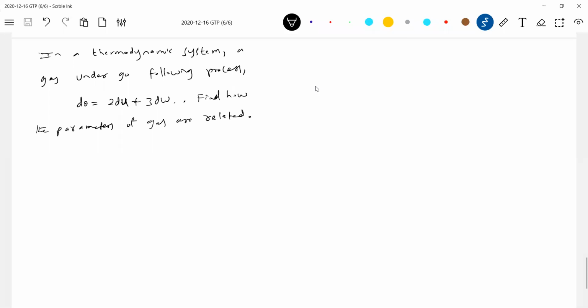Okay, now he's asking, all of a sudden, after earlier equations, he is bringing dQ, dU and all, and he's asking how the parameters of the gas are related. What do you mean by parameters? Very strange word. Anybody?